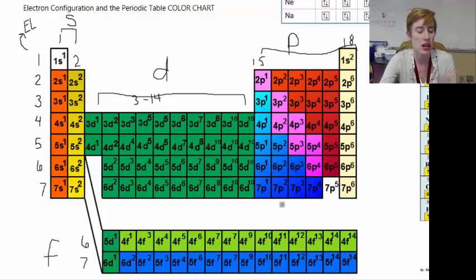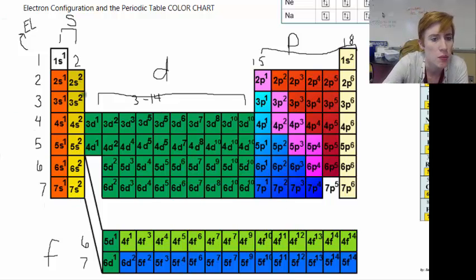Okay, so now that you've labeled your S, P, D, and F blocks, and we've labeled our periods, our energy levels, we now know why bromine's last electron configuration was 4 and why it was P. Because see how it's in the P block? That's why it was P. Now, where did I get the 5 from?